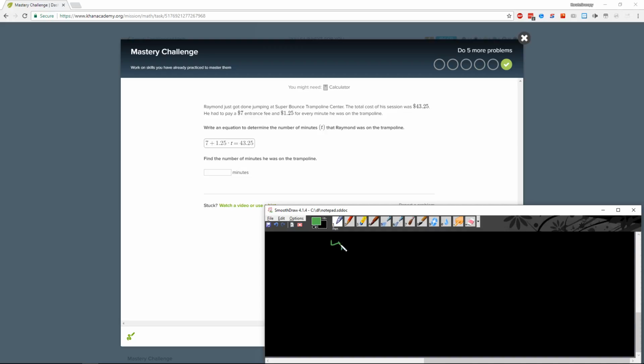So minus 7 from both sides, 43.25 minus 7 is 36.25. So that's 36.25 equals 1.25t. So 36.25 divided by 1.25.